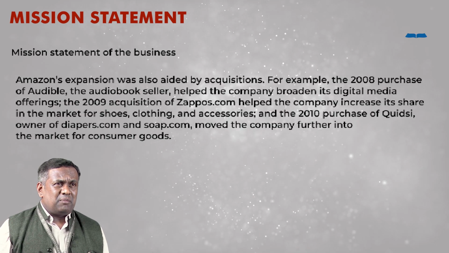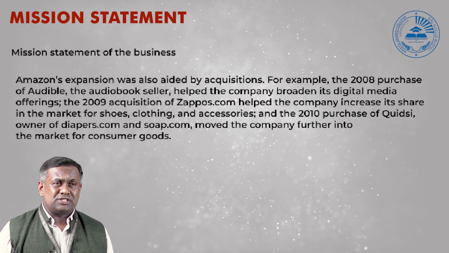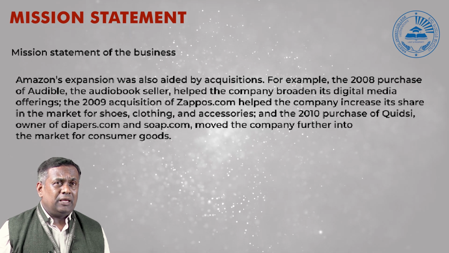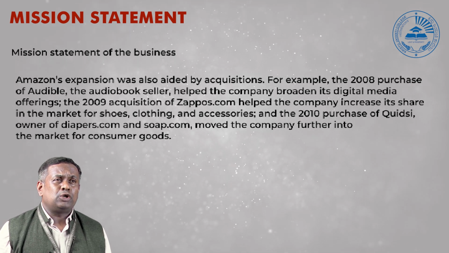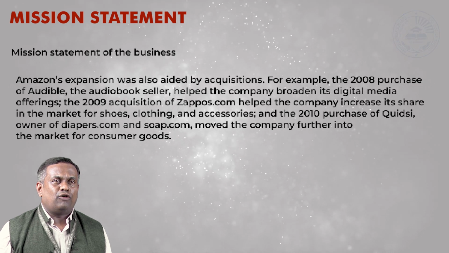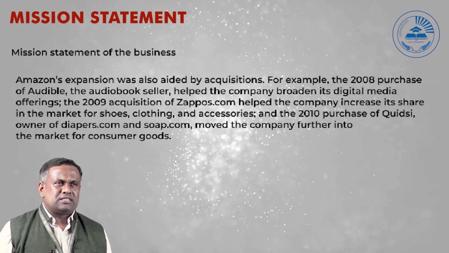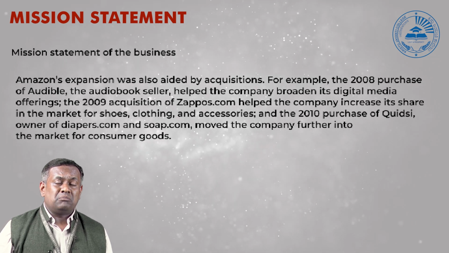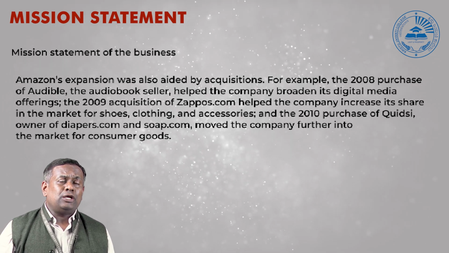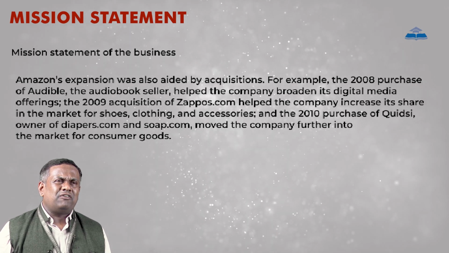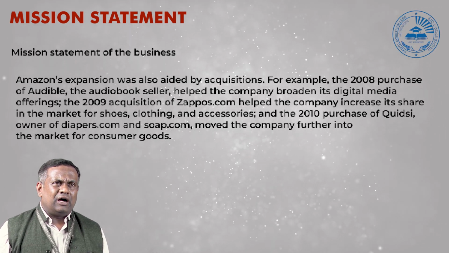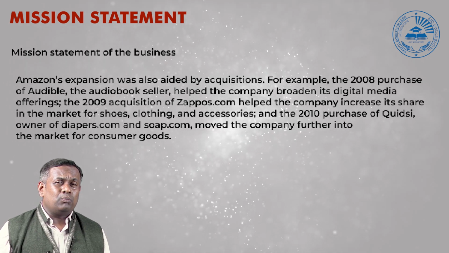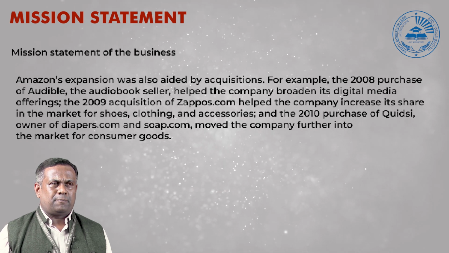You can say Amazon started expansion by acquisitions. For example, in 2008, the purchase of Audible, the audiobook seller, helped the company broaden its digital media offering. In 2009, the acquisition of Zappos.com helped the company increase its share in the market of shoes, clothing, and accessories. And again in 2010, it bought a very good company called Quidsi, the owner of diapers.com and soap.com, which made the company move closer to the consumer segment.